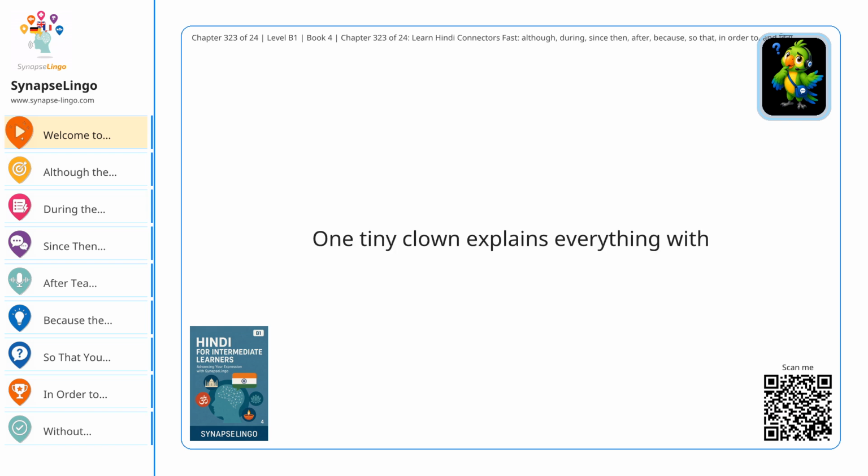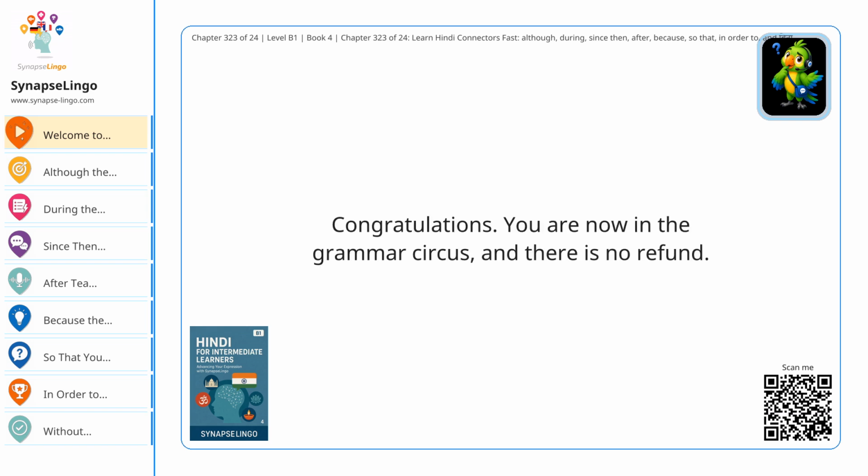One tiny clown explains everything with, Kyunki, because. Another plans everything with, Taki, so that. A very ambitious clown stretches dramatically and says, Karne ke liye, in order to. And finally, the sneakiest clown disappears. Bina ki, without anyone noticing. Congratulations, you are now in the grammar circus, and there is no refund.